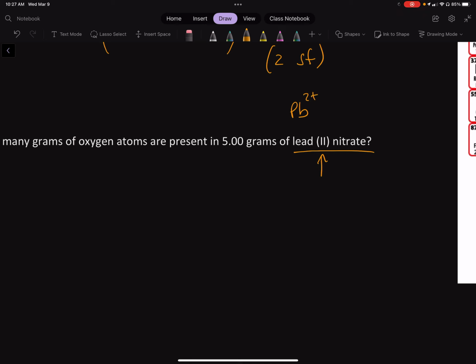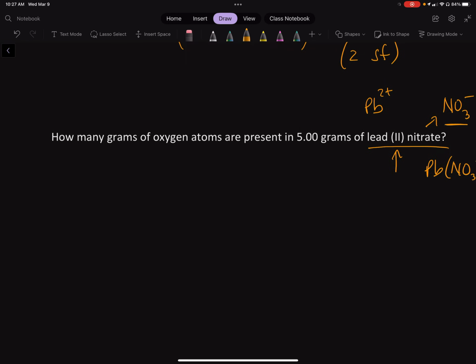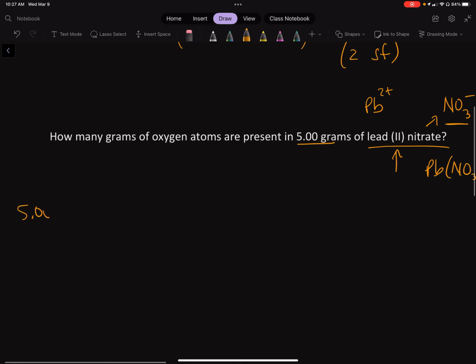So it's Pb2+. And nitrate is a polyatomic ion, which you need to memorize, NO3 minus. Since nitrate is 1 minus, we'll need 2 of them, so the formula for lead(II) nitrate would be Pb(NO3)2. We're going to start off with 5.00 grams of Pb(NO3)2. Since we're starting in grams and need to get to grams, we're actually going to have 3 conversions.